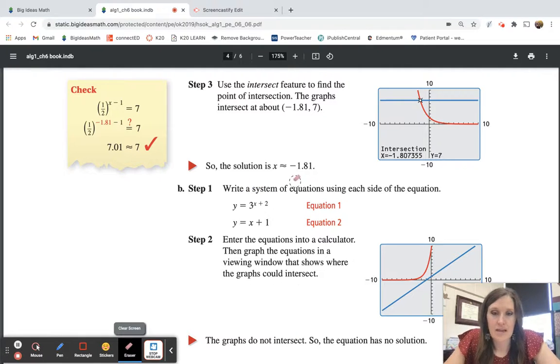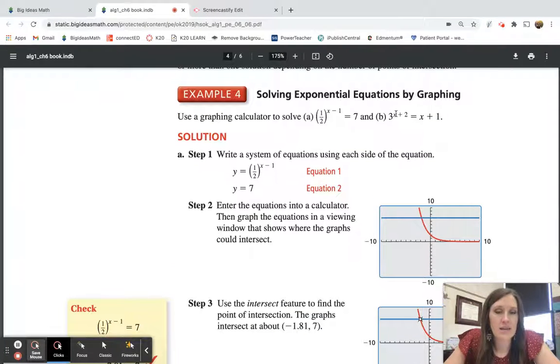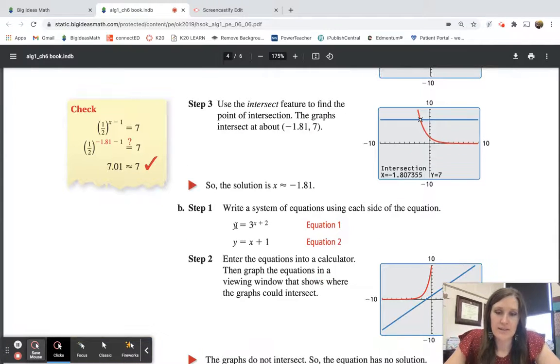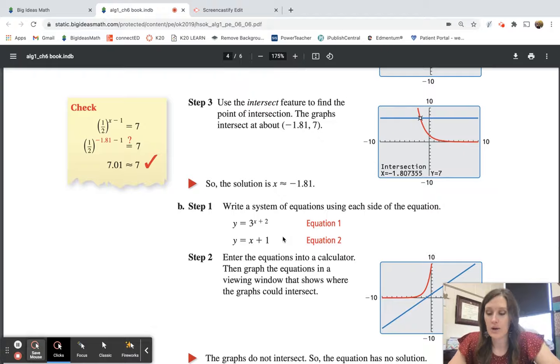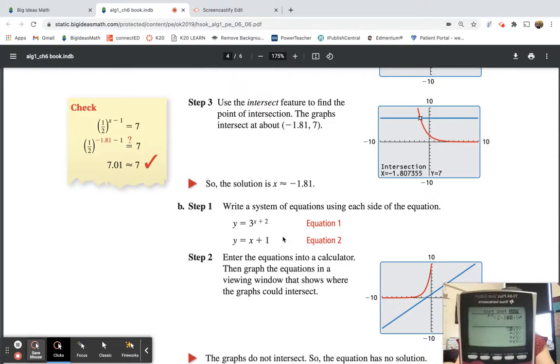Same thing. It said, lost my place. B was 3 to the x plus 2 power equals x plus 1. So we can split it and say y equals this side, 3 to the x plus 2, and y equals this side, x plus 1. Now we go back to our y equals on our calculator, clear out what you have in there.